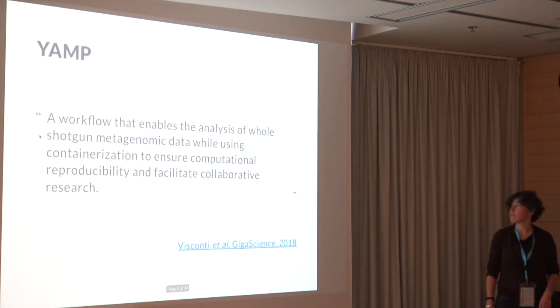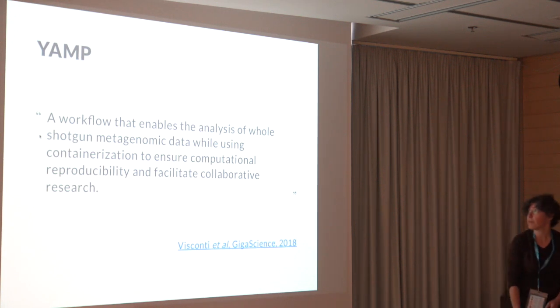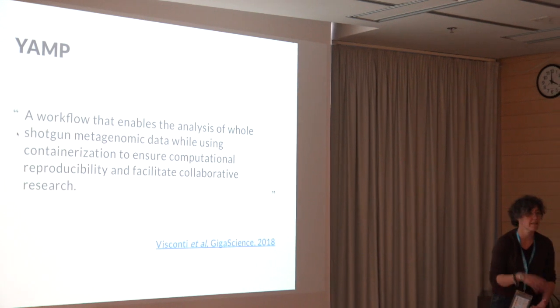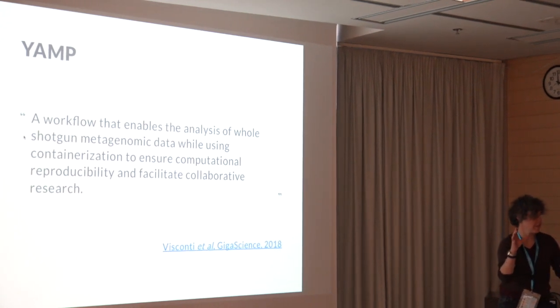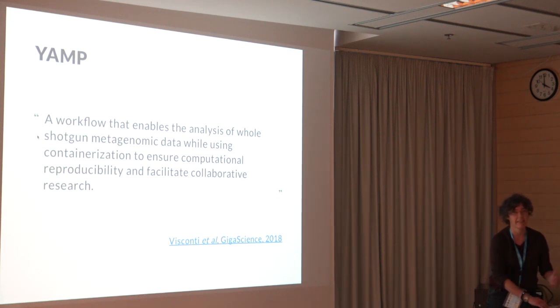I was here to present a pipeline we developed in Nextflow. It's called YAMP, and it allows analysis of whole shotgun metagenomic data from raw data up to the functional characterization. And it uses containers to ensure reproducibility, which is a big problem in science. But during the talk, rather than speaking about YAMP, what I was telling everyone was how much Nextflow has been a game changer for us.